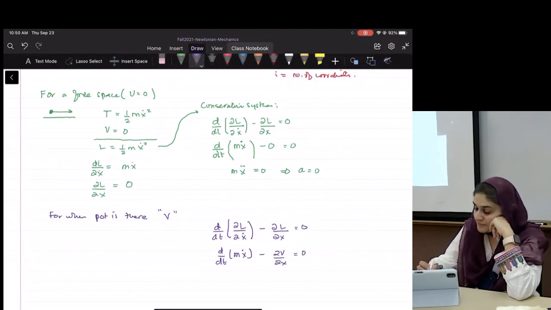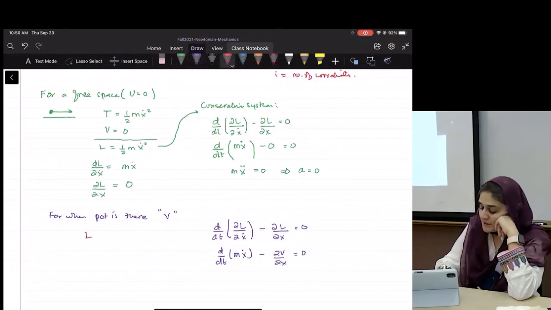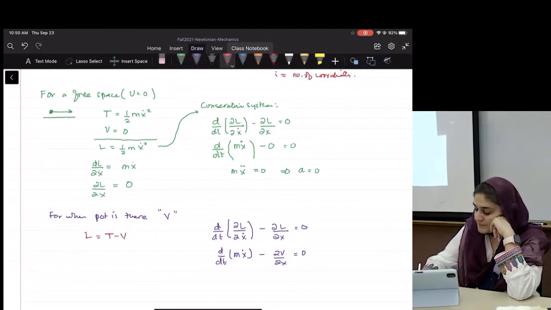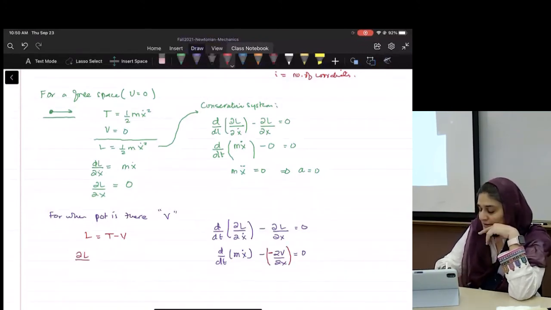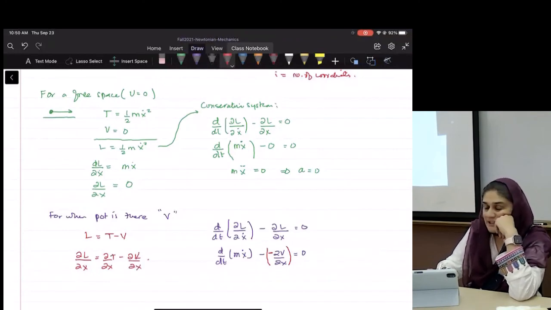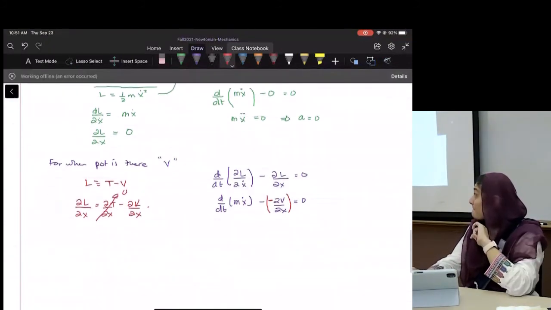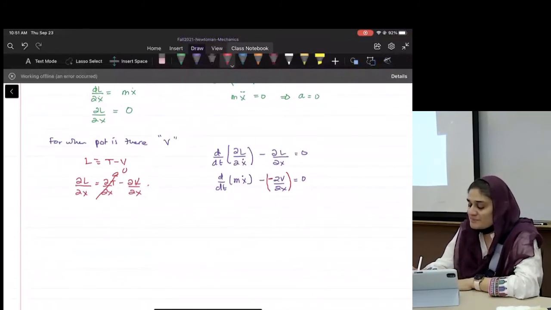Oh, actually, no, hold on. What will my L be in this case? My L will be T minus V, right? So this would become a minus here. Partial L over partial x. What is partial T over partial x? Does T have any term that has x in it? So that goes to 0. Okay, so we all know where this minus came from, right? All I'm doing is plugging that value in.